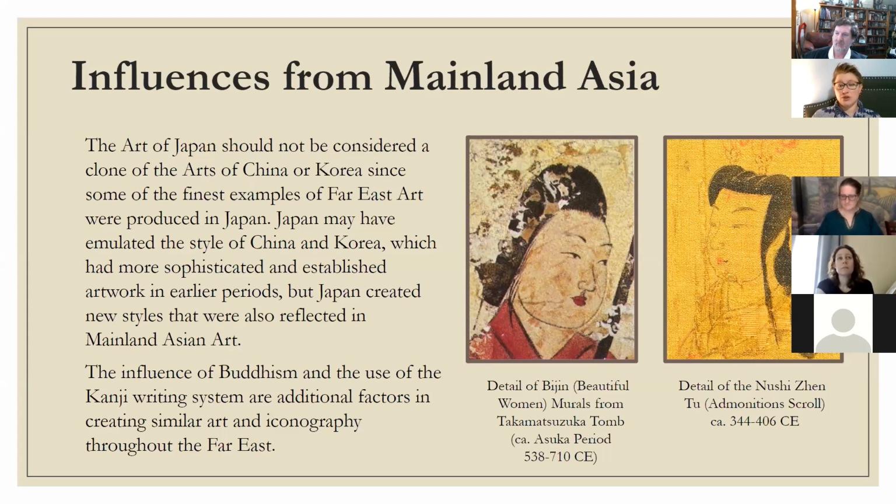And I wanted to show you some mural art from the Asuka period here on the left. It's the detail of the beautiful women murals. And you can see the similarities with an admonition scroll from China. You can see the facial shapes are very similar, the eyes. So you can see that they are duplicating what comes from China. You'll see those similarities, but they tend to branch off later in period. It's very interesting how they change.